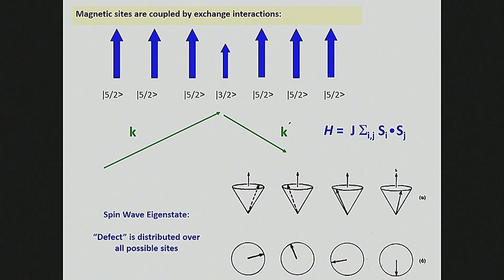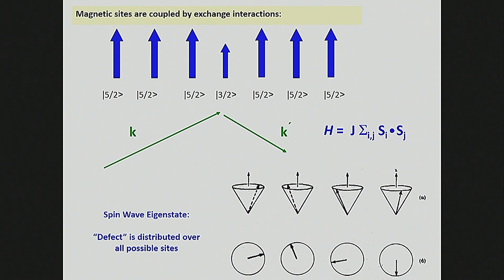So if they're all in their ground state, then every manganese spin would be in its most polarized form, with MZ equals 5/2 at every site across here. That would be the ground state. And then for the excited state, we're going to come in with a neutron with wave vector K, and we're going to scatter inelastically off this with wave vector K prime, and it's going to cause a transition from the fully polarized MZ equals 5/2 to the MZ equals 3/2 state. So it's going to put a defect into the lattice.